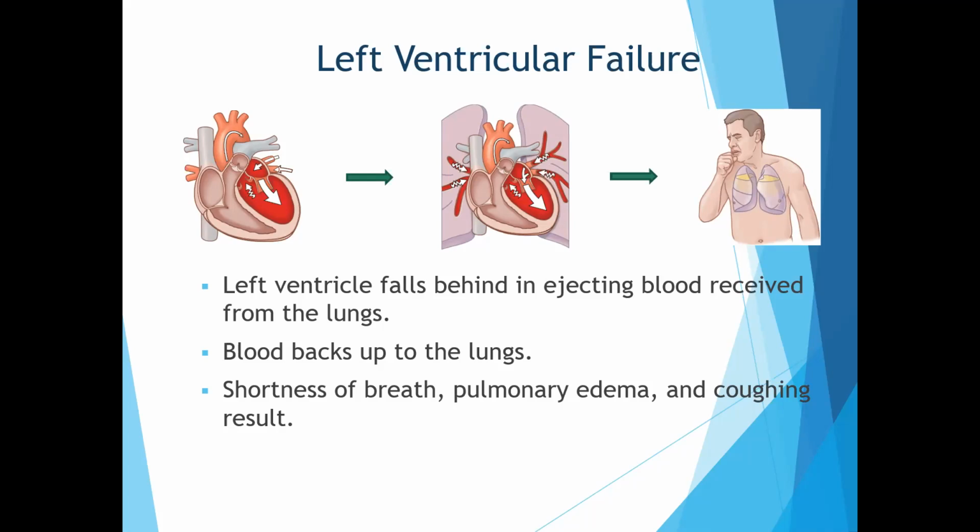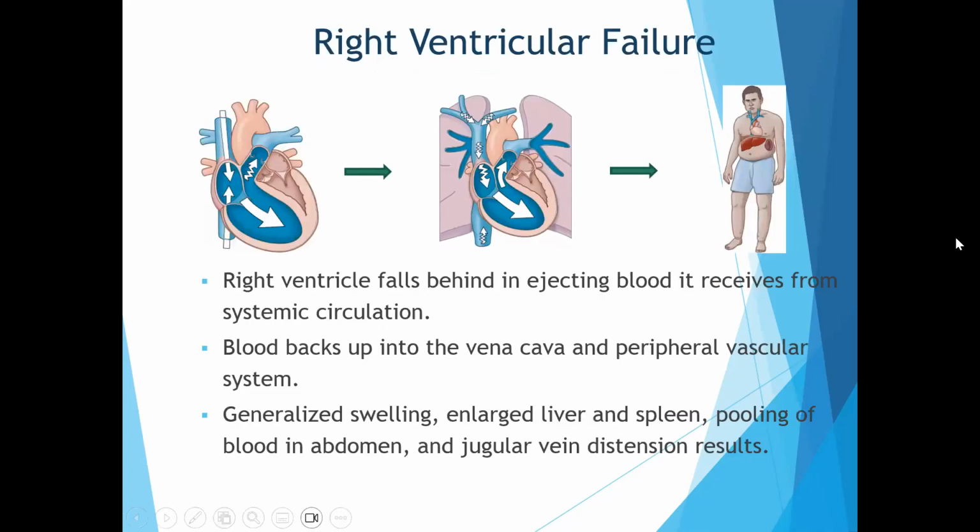And then we have right-sided heart failure. If our right ventricle falls behind in injecting the blood it receives from the systemic circulation, it's not handling the blood coming back from the body. So it backs up in our vena cavae as well as our peripheral vascular system. So it's not just backing up in the heart and lungs like left-sided heart failure. This is actually backing up in the body. So you get generalized swelling because your blood doesn't have anywhere to go.